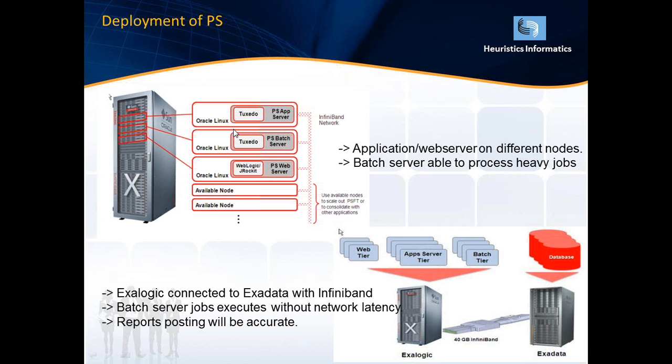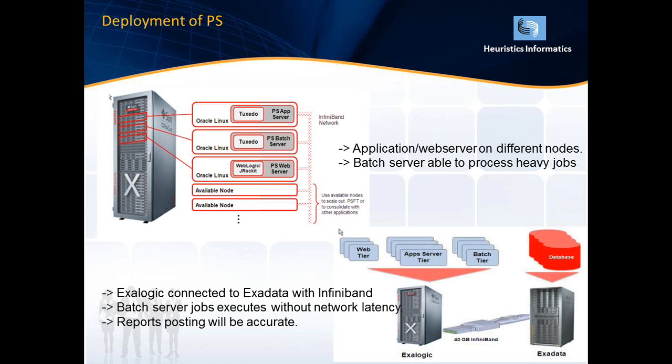Now coming to the batch server, which is used for scheduling the jobs. This batch server will run at the database end to execute the jobs. It will execute the jobs at high speed with the help of the 40 Gbps InfiniBand fabric. This fabric helps us achieve the highest performance for executing the PeopleSoft jobs. And once the job has succeeded, the reports for that job will be posted successfully in the specified location.